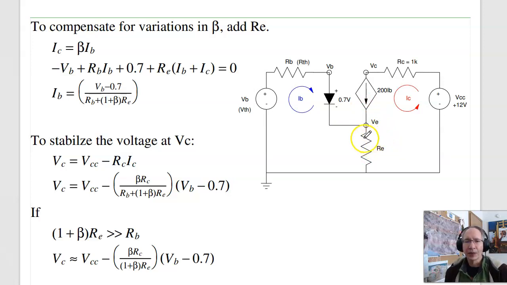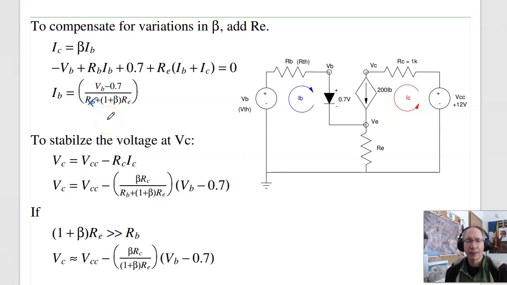And to see that, if you go through the equations, for this circuit I can calculate IB. Going around this loop, VB is RB times IB plus 0.7 plus (IB plus IC) times RE. Solving for IB, I get this equation. Now suppose that (1 plus beta) RE is much, much bigger than RB, then this term goes away. IC is beta times IB, so if I multiply by beta, I get IC. If beta is large, like 200, 201, 200 over 201 is roughly 1. They cancel. And now IC is independent of beta. It's just VB minus 0.7 over RE.